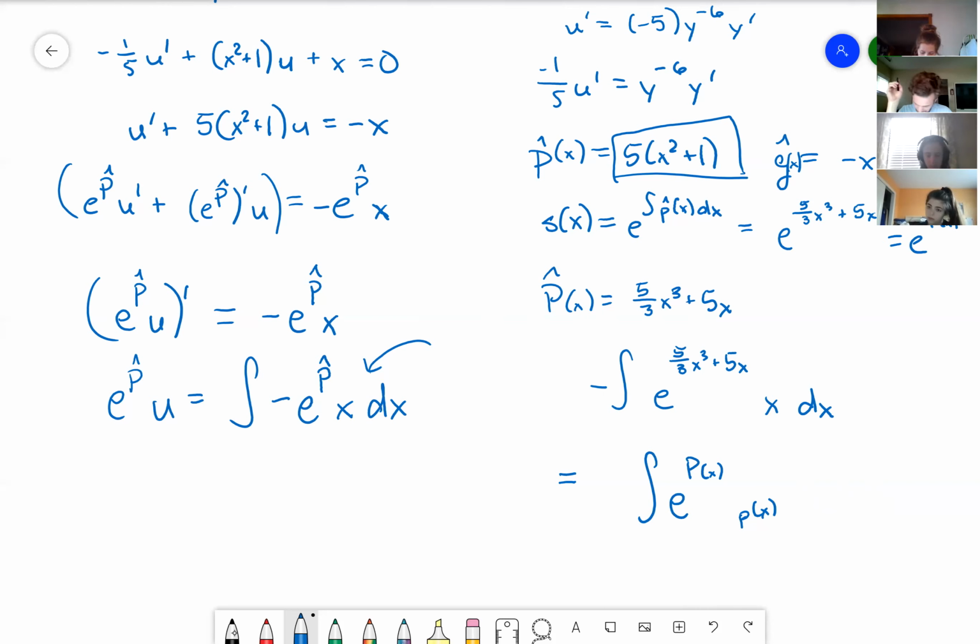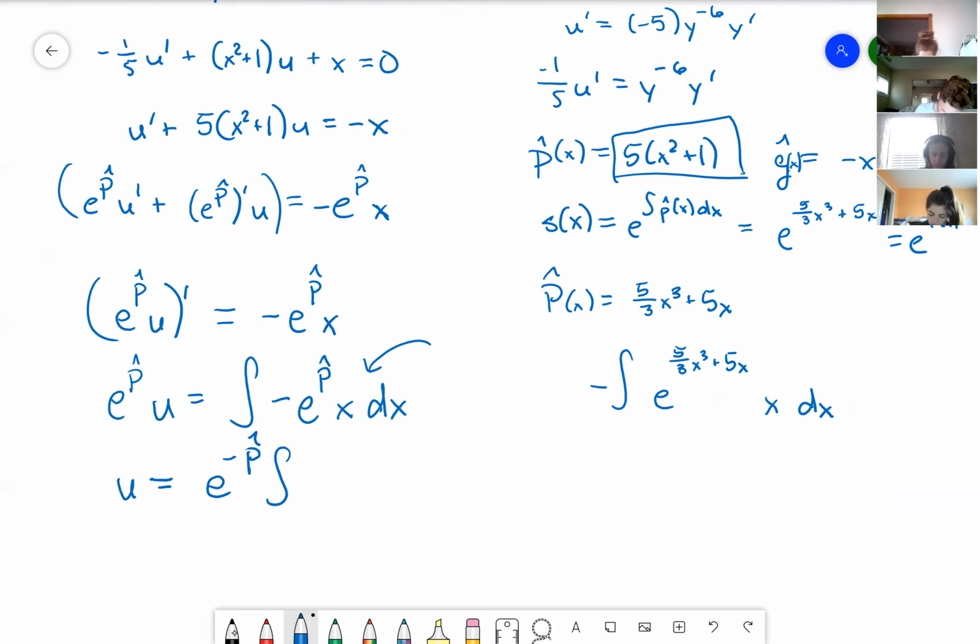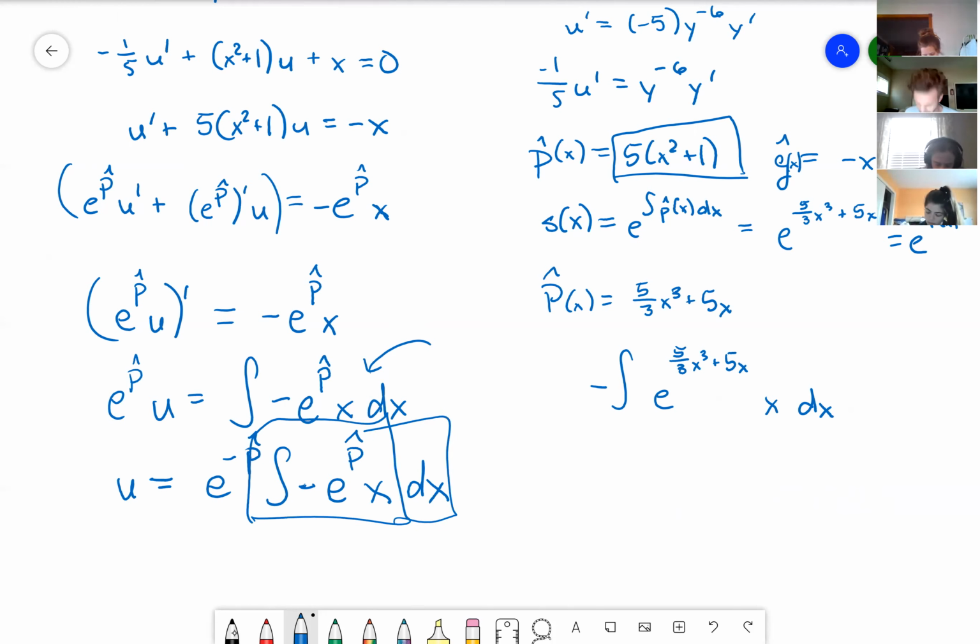We could change the original problem so that it's easier to solve. Let's just leave it like this. Let's just stop here. So we'll just write this as u is equal to e to the minus capital P times the integral of negative e to the capital P of x times x dx. And just not worry about the calc 2 part where we figure out what the integral is.